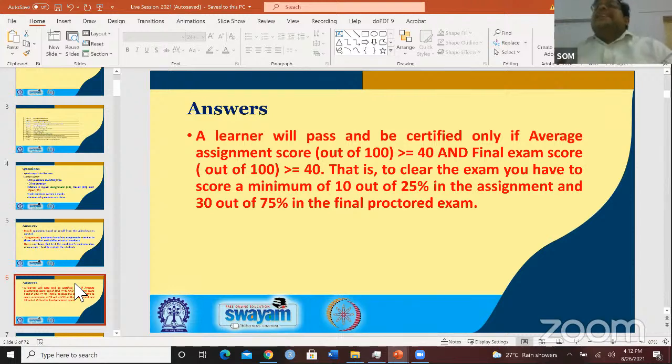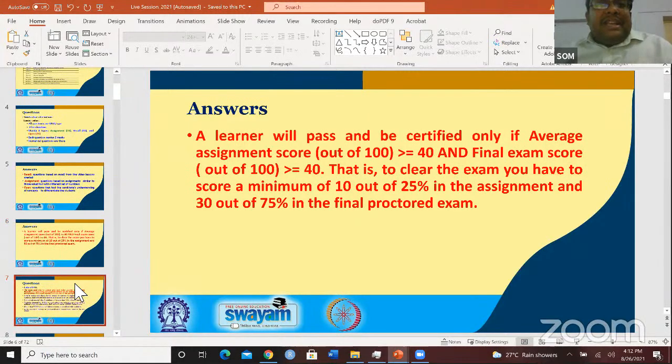So that is, to clear the exam, you have to score a minimum of 10 out of 25% in the assignment and 30 out of 75% in the final proctored exam. So this is how, these are the criteria for passing the exam and getting the certificate. So I hope that your question has been answered.